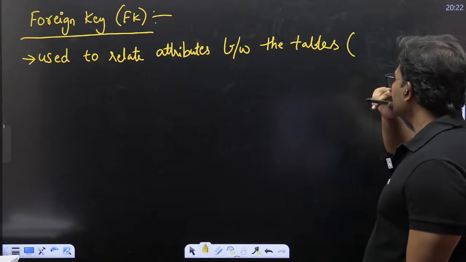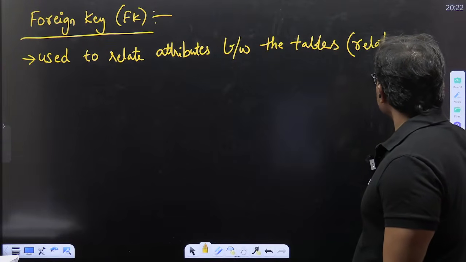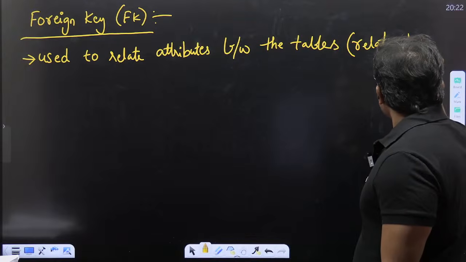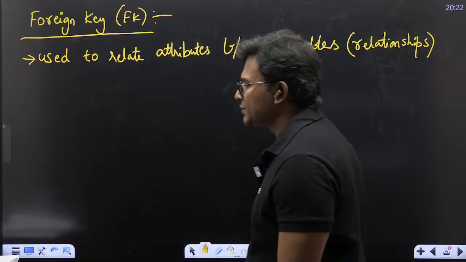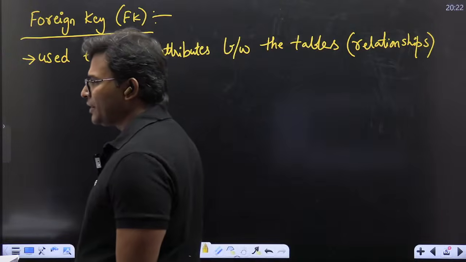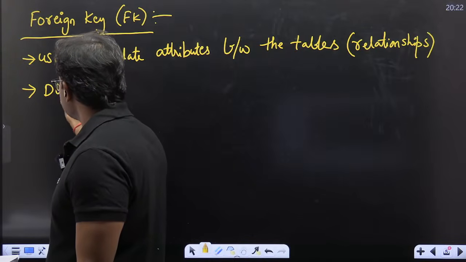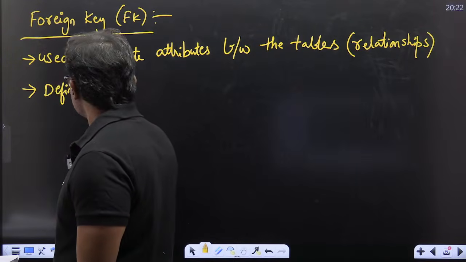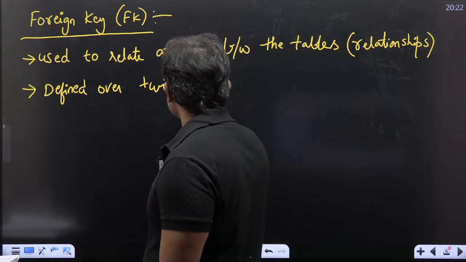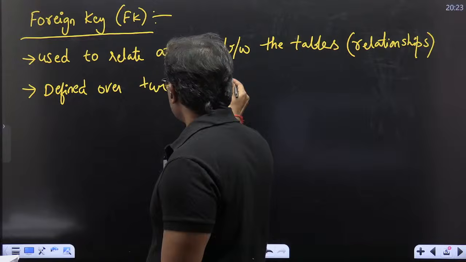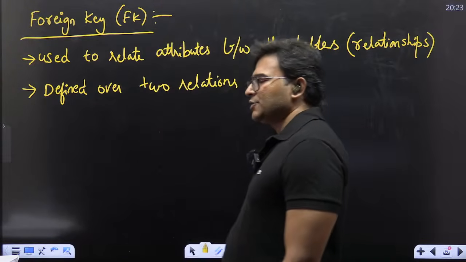So what does it mean? It means we are talking about relationship. How are various tables related? Generally, it is defined over two relations. But there can be a single relation also. I'll give you that example as well.